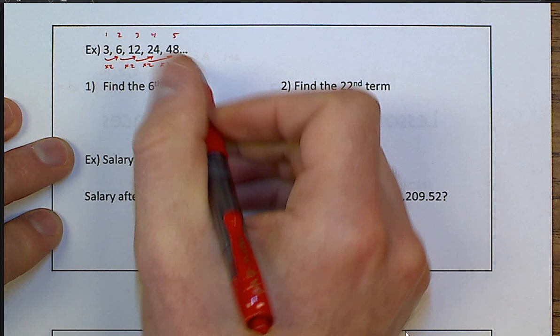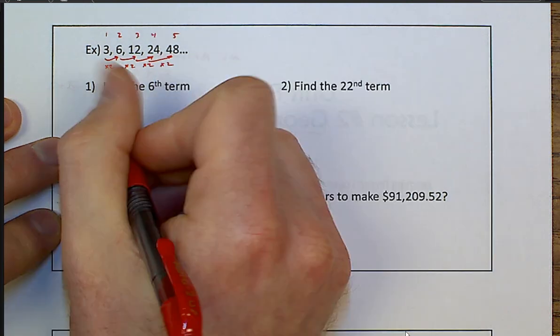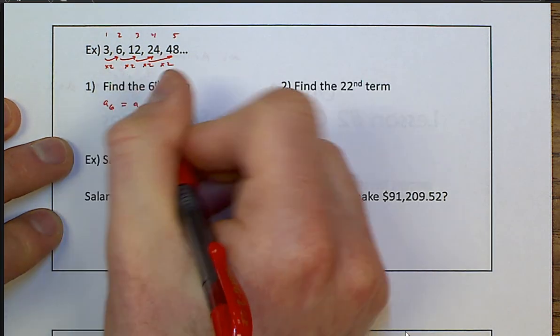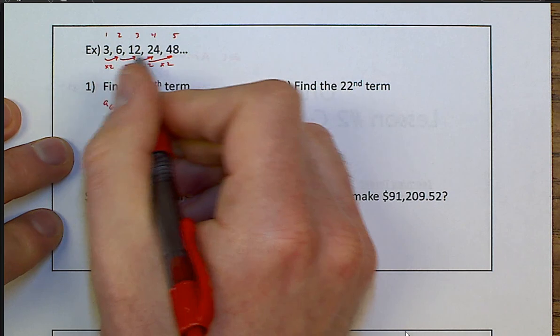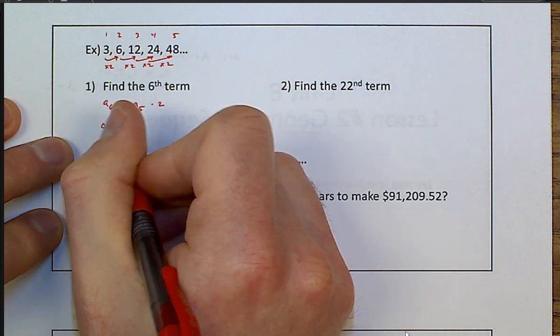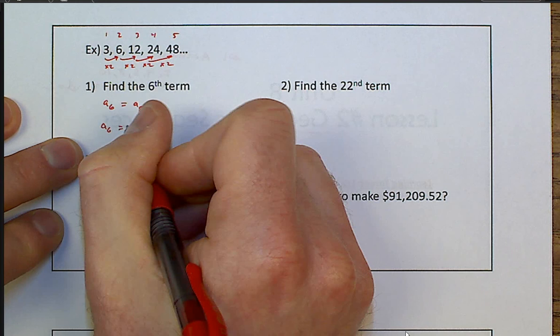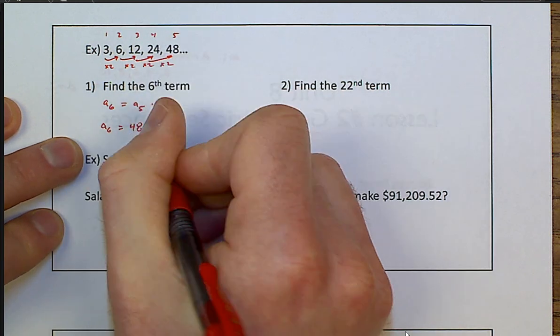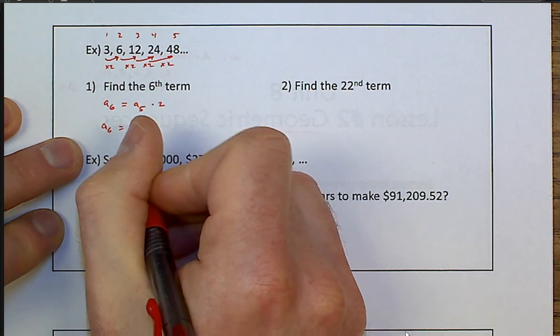That means I'm going to use the recursive formula. So a sub 6 would equal the fifth term times, I'm timesing everything by 2. And so a sub 6 would equal a sub 5, which is 48. The fifth term is 48. Times that by 2. And that should give you 96.